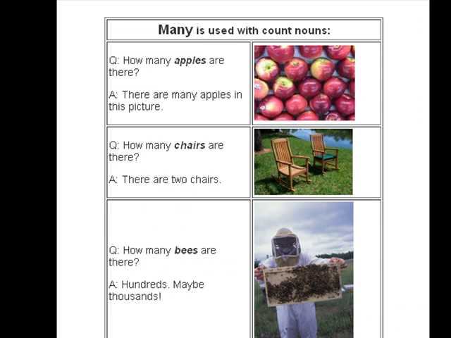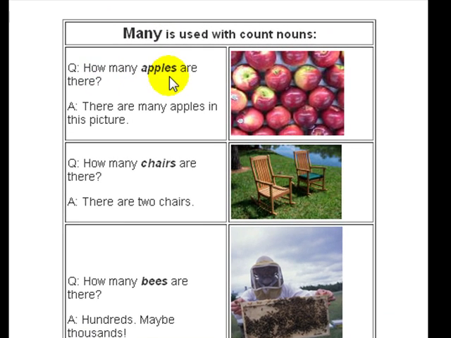Let's take a look at some examples. Here we have the use of the word many, and remember, many is used with count nouns. How many apples are there? See it? There are many apples there. How many apples? There are many apples in this picture, right? The next one is, how many chairs? Oh, okay. There's 1 chair, 2 chairs. There are 2 chairs in this picture.